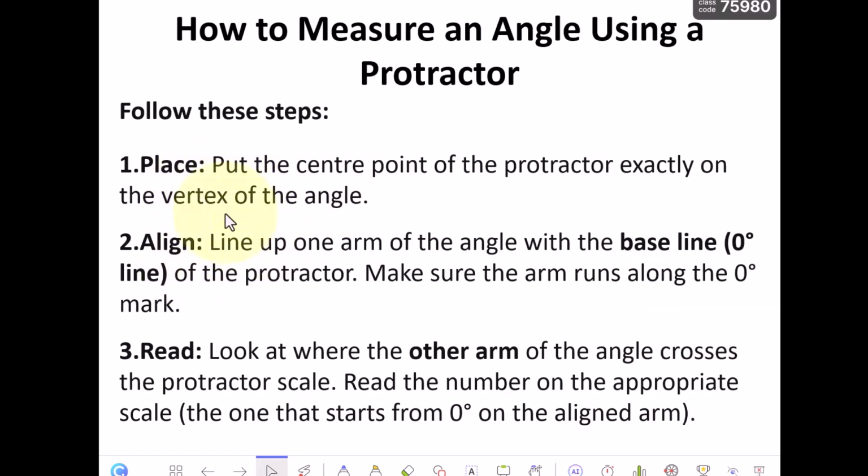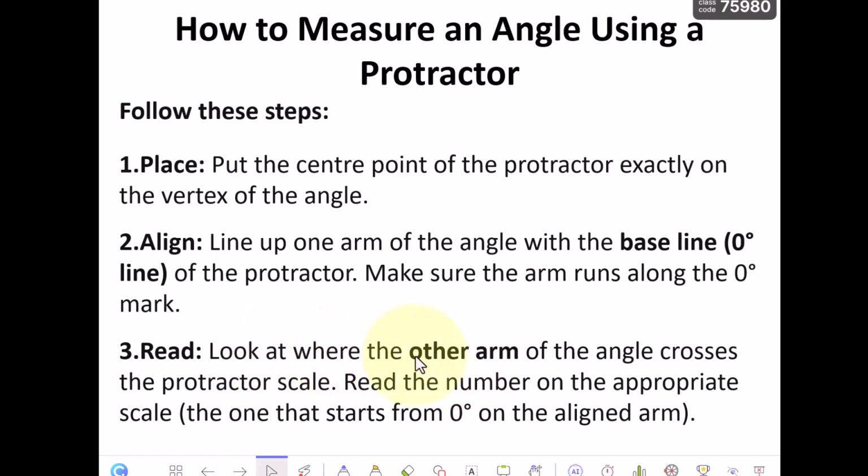Very important. Then by the time you do that, the next thing is to align one of the arms. Now we say line up one arm of the angle with the baseline. So that baseline, that line that runs from the center to 0 of the protractor, make sure one of the lines connects to an arm. Then from there, you can now start your measurement. Make sure the arm runs along 0 through the center point. Very, very important.